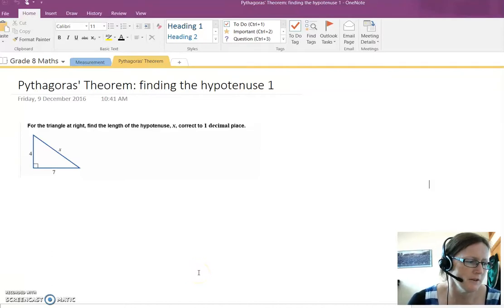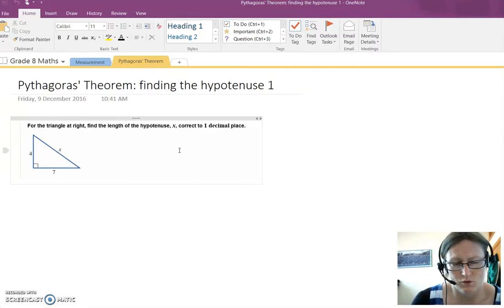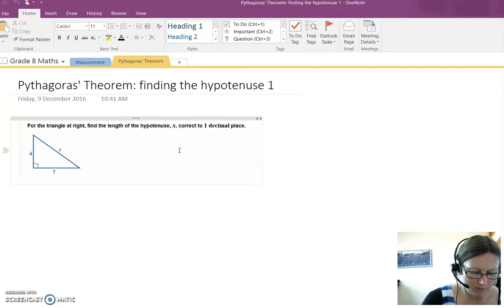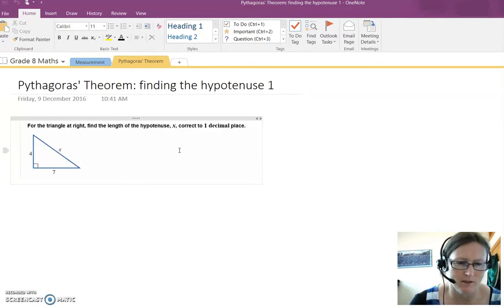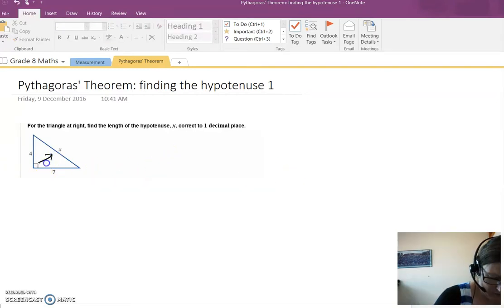So Pythagoras' theorem gives us a way of finding the length of a third side of a triangle if we know the lengths of the other two sides. The first few examples we're going to do, we're going to know the length of the two shorter sides and have to be finding the length of the hypotenuse. Just a reminder, the hypotenuse, which in this case is marked by the letter X, is always the longest side. It's the side that is opposite to the right angle.